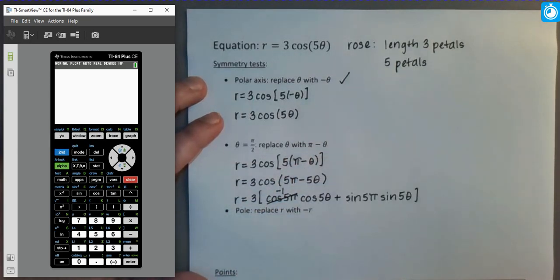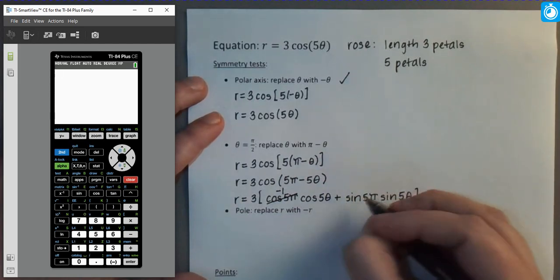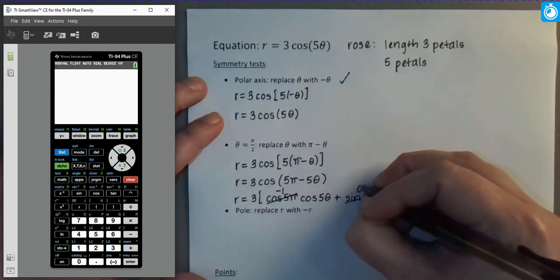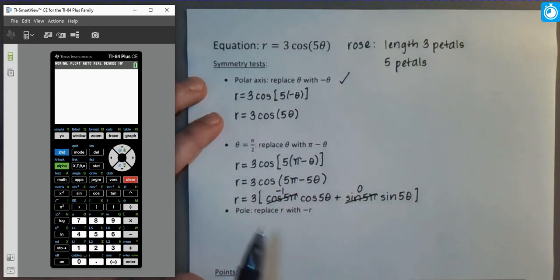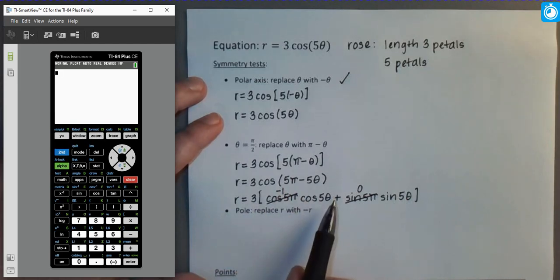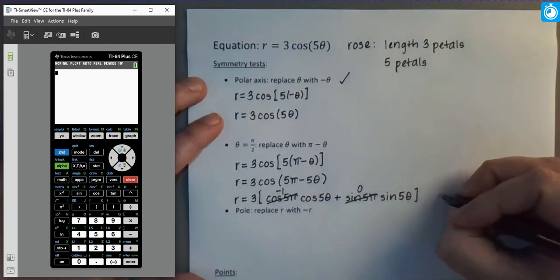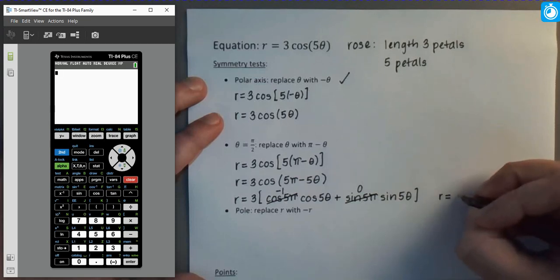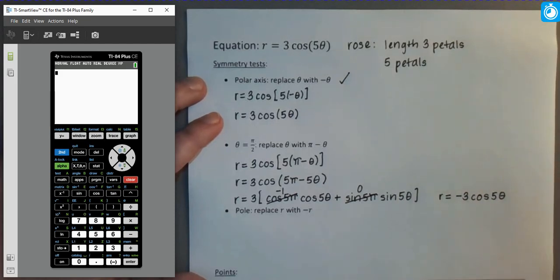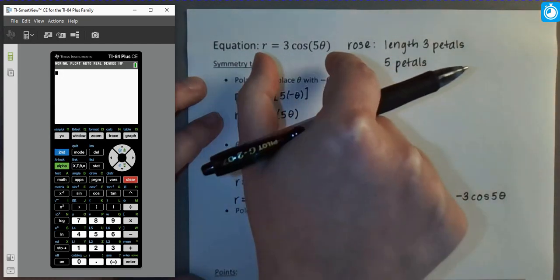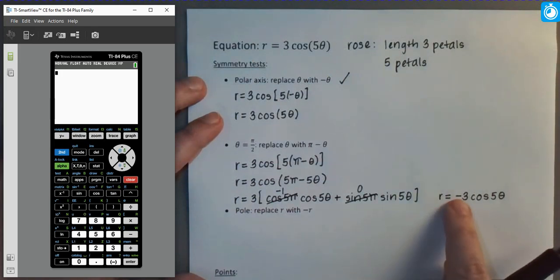So that'll be a -1 right there. The sine at 5 pi, or the sine at pi, is going to be 0. So this will be 0, which means this term is going to disappear. So we're going to be left with our 3, a -1, and then the cosine of 5 theta. So if we simplify all of that, that's going to be r is equal to 3 times -1 is -3 times the cosine of 5 theta. And so notice this equation is very similar to the original, but it doesn't quite match because of that negative.